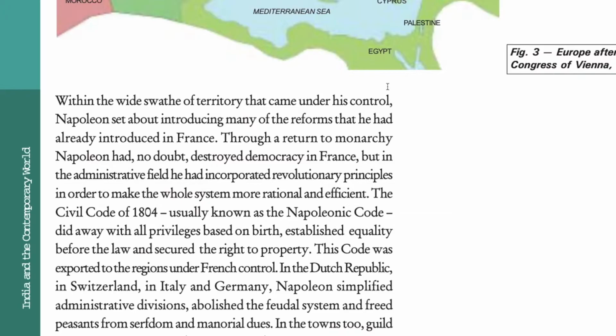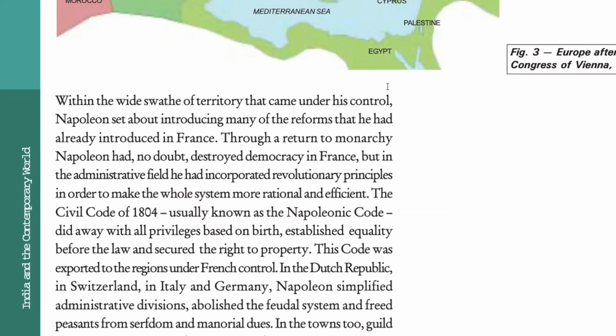Through a return to monarchy, Napoleon had no doubt destroyed democracy in France. But in the administrative field, he had incorporated revolutionary principles in order to make the whole system more rational and efficient. The Civil Code of 1804, usually known as the Napoleonic Code, did away with all the privileges based on birth, established equality before the law, and secured the right to property. This code was exported to the regions under French control.